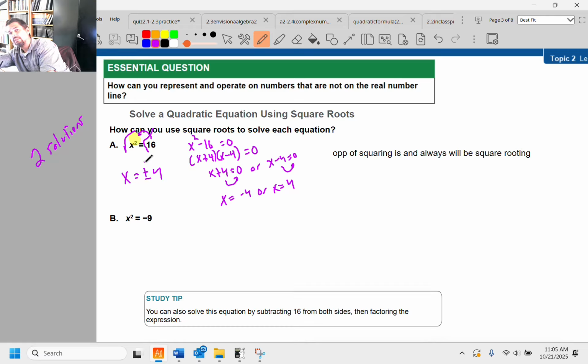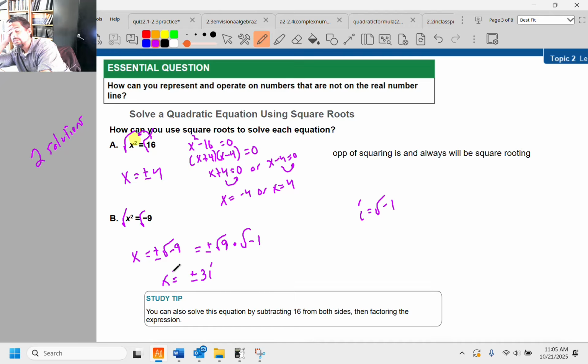Now let's look at B. When you do B, you're going to run into this issue. You're going to have that x is plus or minus the root of negative 9. So you're going to have to remember that i is the square root of negative 1. We're going to break this apart. We're going to say it's plus or minus root 9 times the root of negative 1. And then we're going to use substitution. This root of negative 1 is an i, and the root of 9 is a 3. So plus or minus 3i.